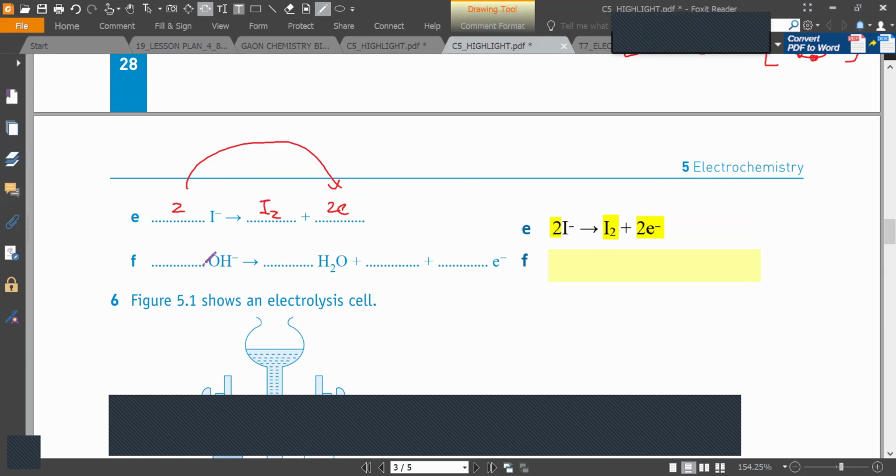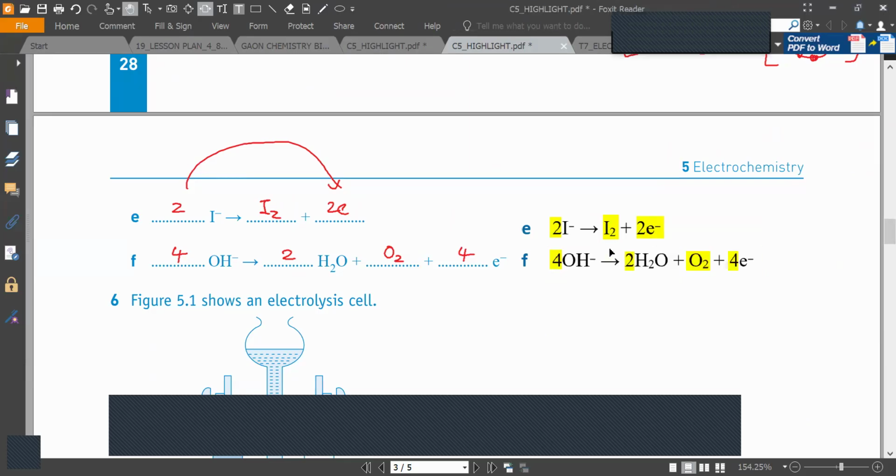Next, hydroxide. As mentioned before, always like this. We start with 4 hydroxide and then 2 water, 1 oxygen, and 4 electrons. Always like this, you can memorize.